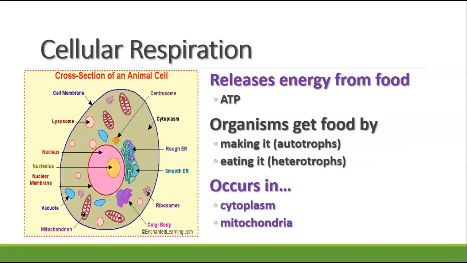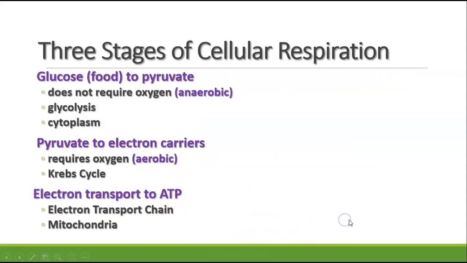There are a couple of different ways that organisms can get food. One way they can get food is by making it, like autotrophs do, and the other is by eating or consuming it in some way, which occurs in heterotrophs. Cellular respiration occurs in two places in the cell. The first part of it occurs in the cytoplasm, and then the rest of it, the main part that produces the most ATP, occurs in the mitochondria.